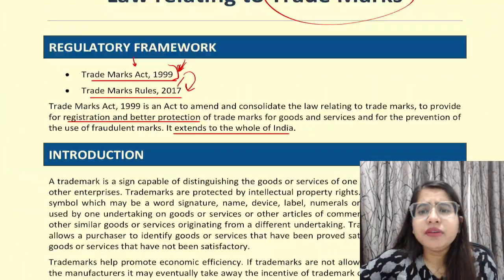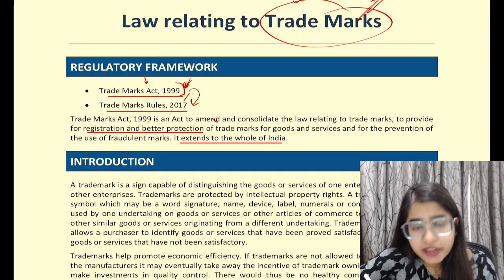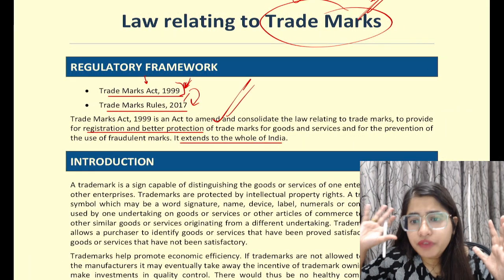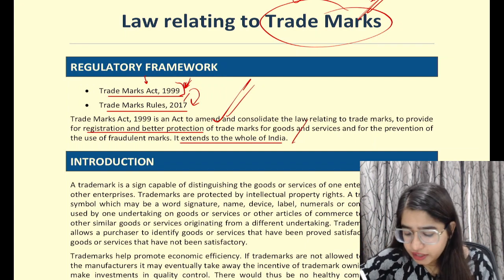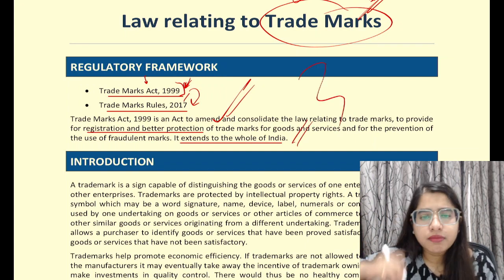Of course, why did we make this law? We made this law to provide better protection to trademark, and it extends to all of India.